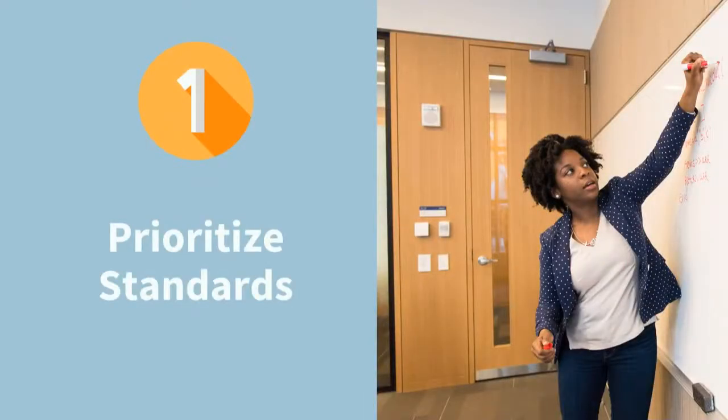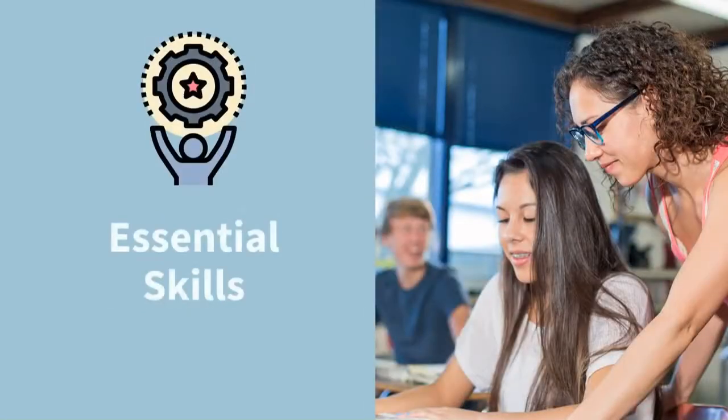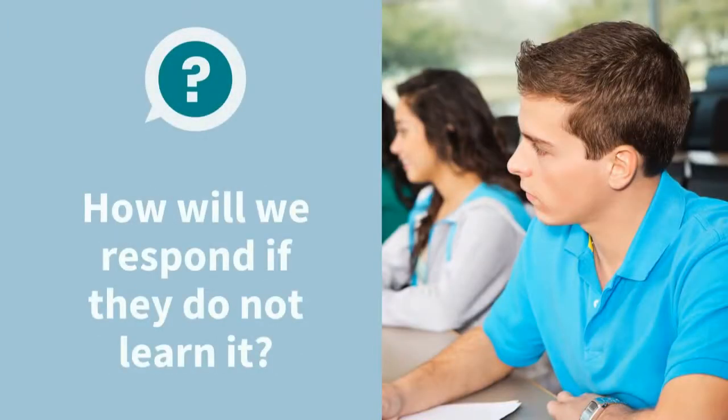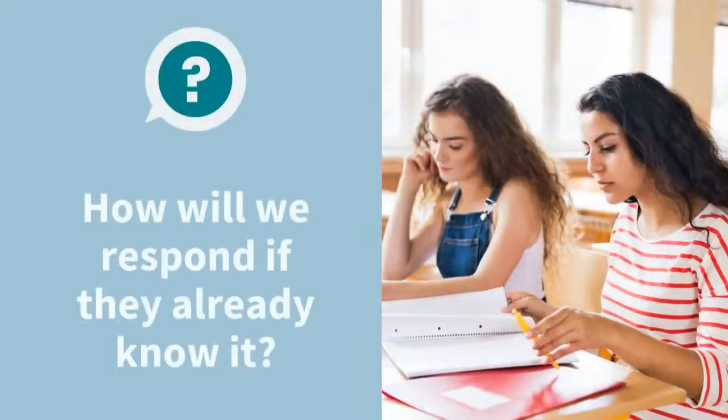Step 1. Prioritize standards and think ahead about how to assess them by answering these basic questions. What essential skills do we expect our students to learn? How will they know if they learned it? How will we respond if they do not learn it? How will we respond if they already know it?